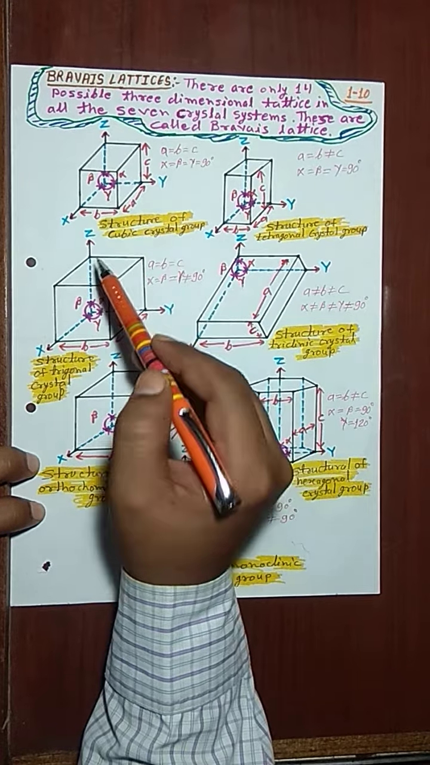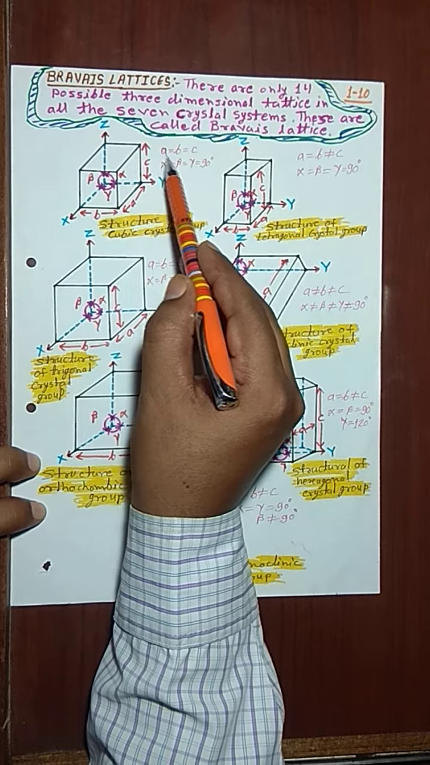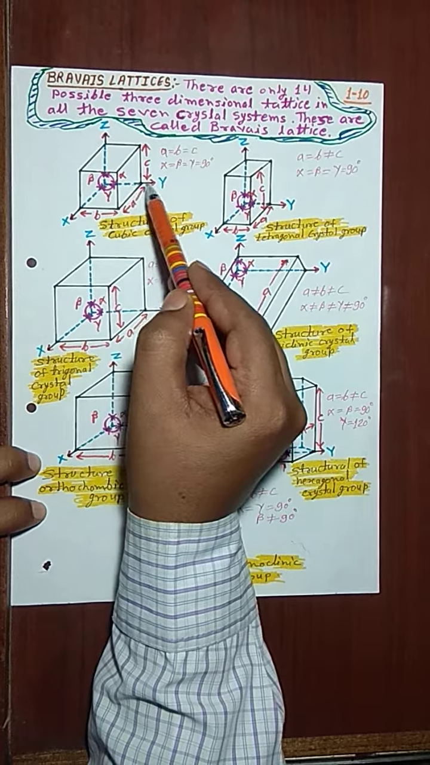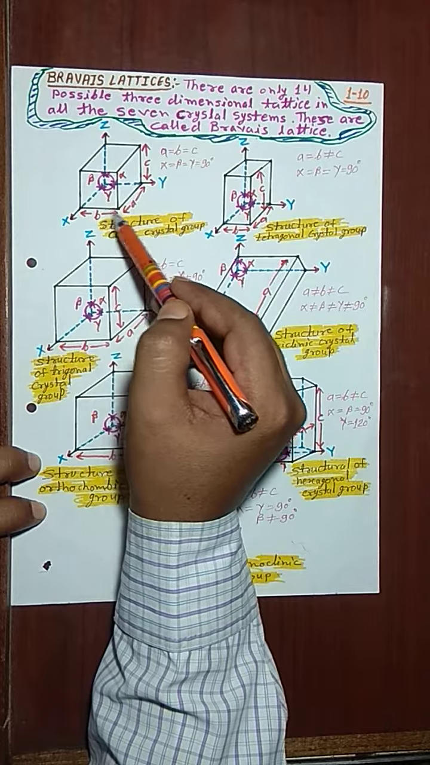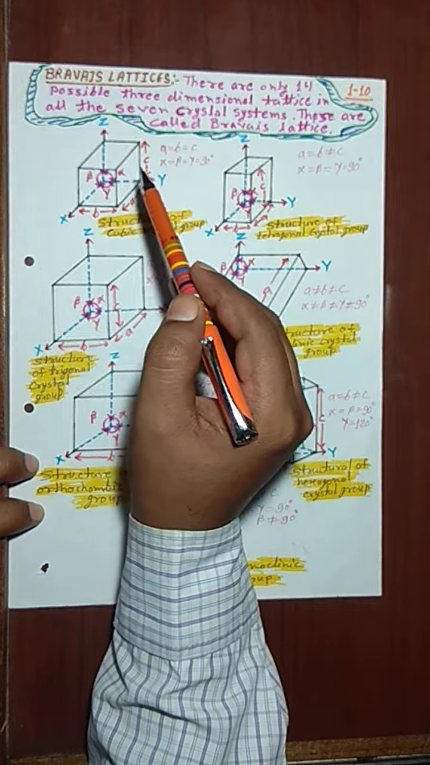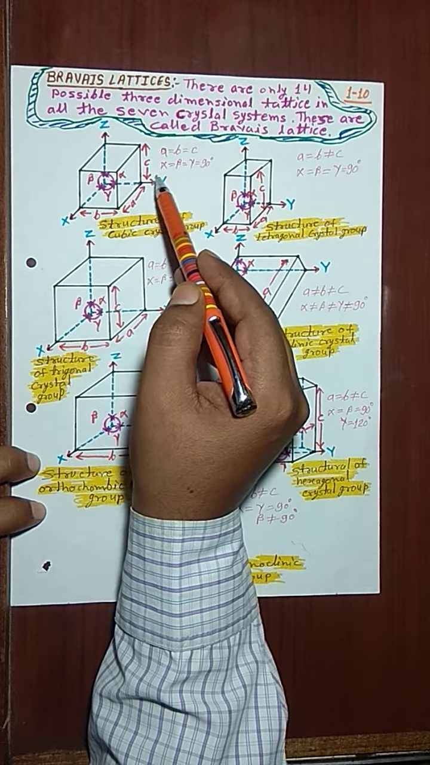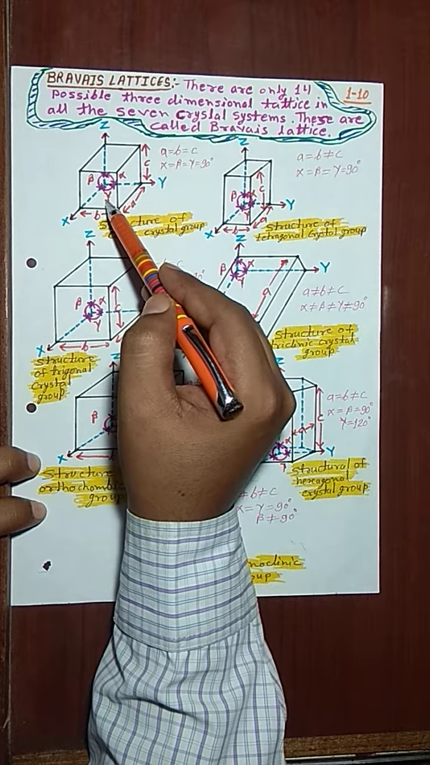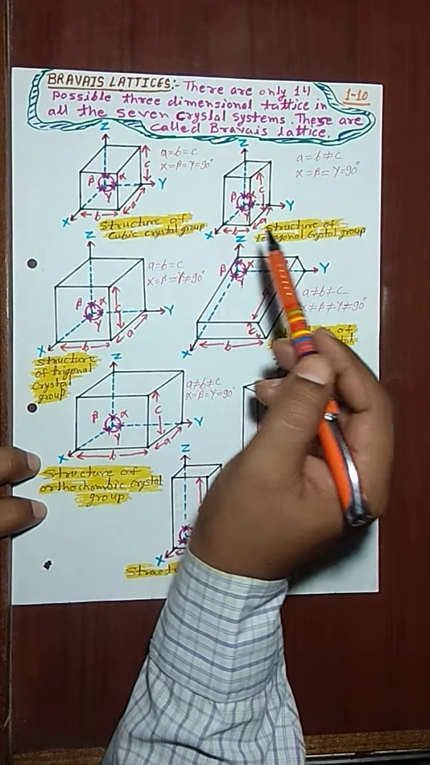cubic crystal group. In cubic crystal group, axial distance A is equal to B and B is equal to C. This is from origin, A, B and C, correct? So A is equal to B is equal to C, and alpha is equal to beta is equal to gamma is equal to 90 degrees. This is called cubic crystal group.